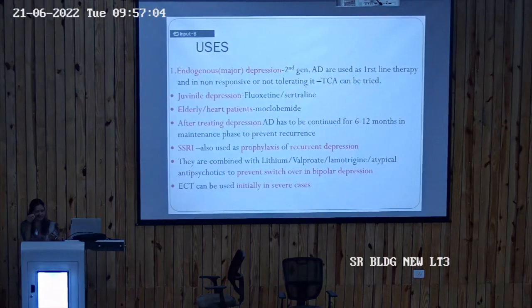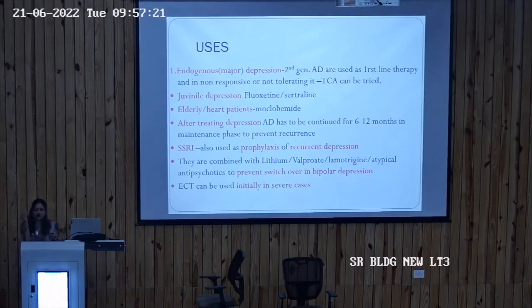So now coming to the uses. Now we just summarize all the uses of antidepressants. What are the uses of antidepressants? You can remember this mnemonic: D for depression, E for enuresis. Okay? Enuresis, nocturnal enuresis. Again, this tricyclic antidepressants can be used, and desmopressin is the drug of choice in nocturnal enuresis.